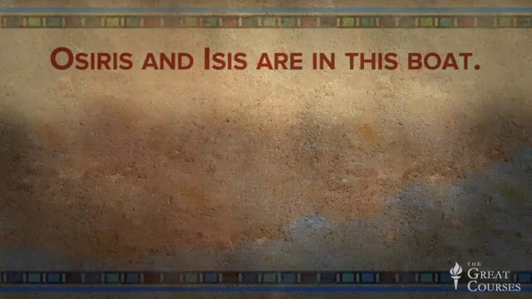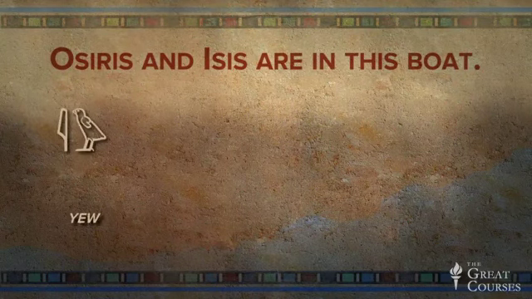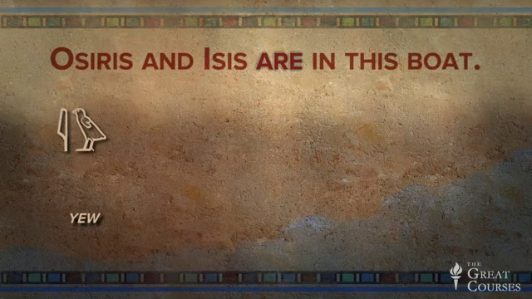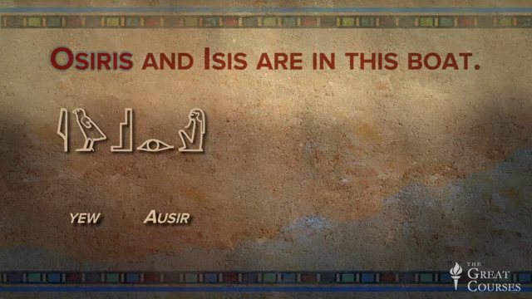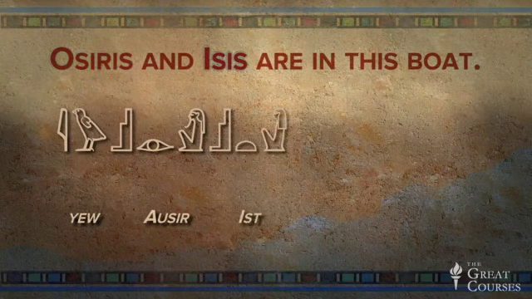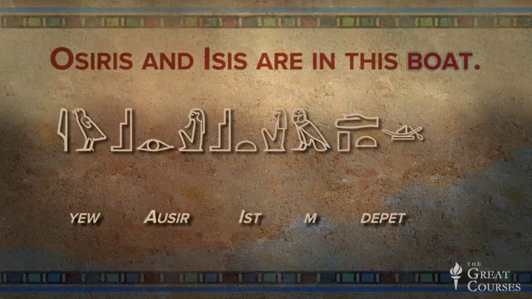Okay, on to our last sentence. Osiris and Isis are in this boat. Same drill. We start with the verb iu, to be, or in this case, are. Next, we add Osiris, which the ancient Egyptians pronounced Osir. Remember, the Greeks add all those is endings. Next, add Isis. And now the owl for in and depet for boat.